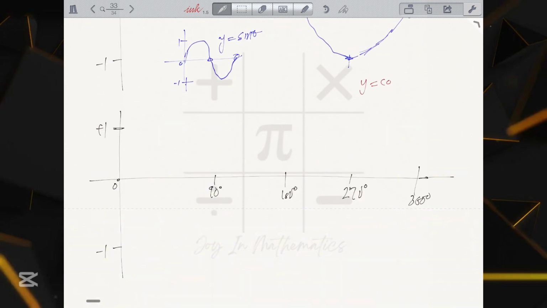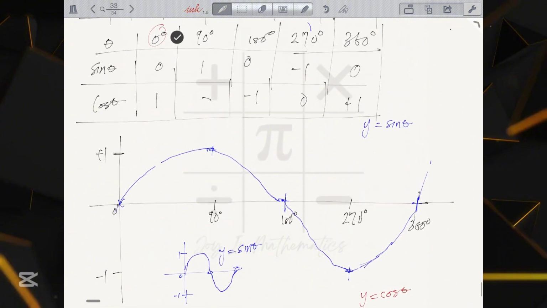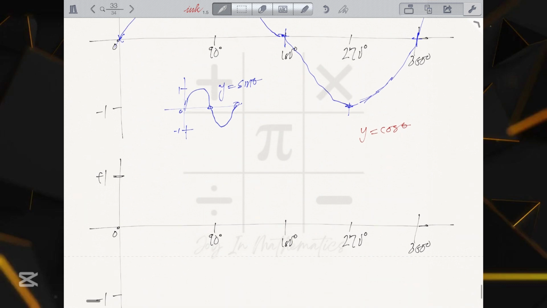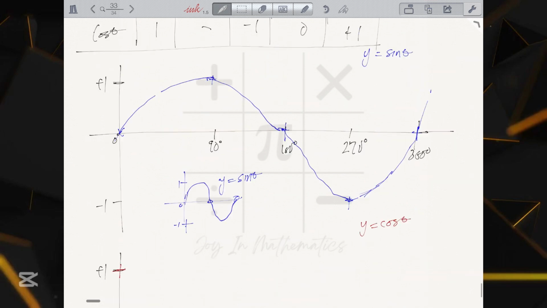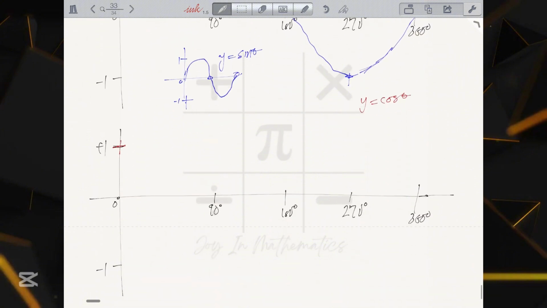Now let's do y equals cos theta. When theta is equal to 0 degrees, our cos theta is equal to 1, so it starts from positive 1. When theta is equal to 90 degrees, our cos theta is equal to what? 0. So it will go back to 0.